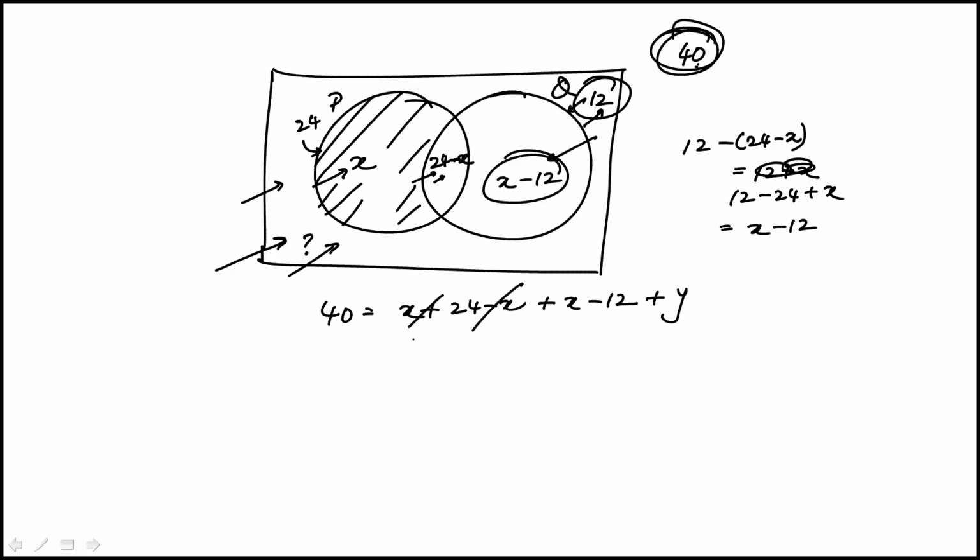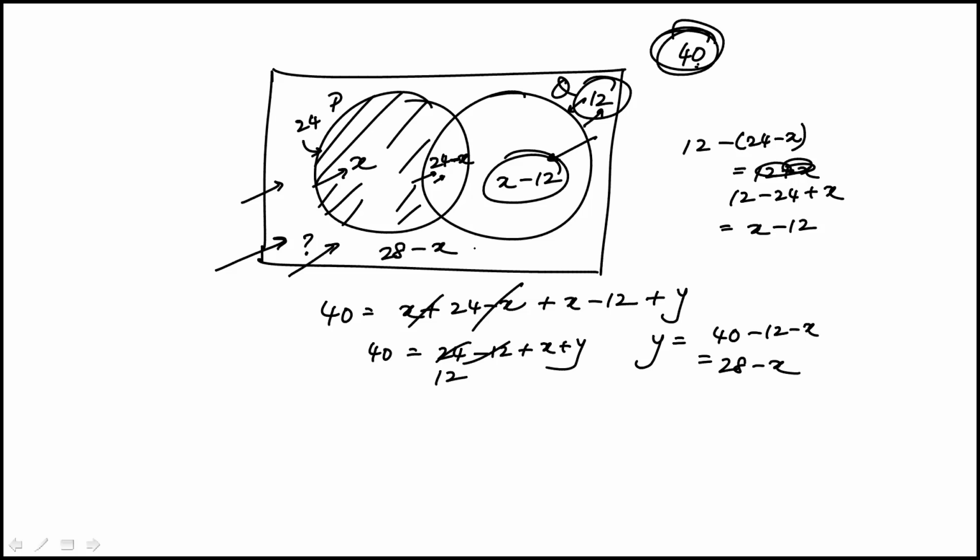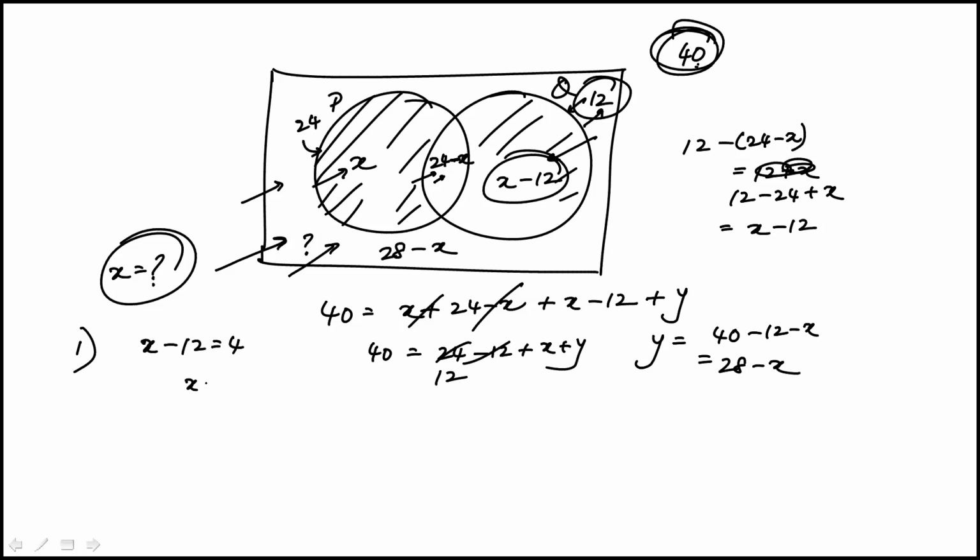So 40 is 24 minus 12 plus x plus y, that's 12. So y becomes 40 minus 12 minus x, or 28 minus x. So you can label this directly, and then we can summarize the question. We're looking for x. Now I'm going to look at the statements. Statement 1: the number of researchers at the company who work on project Q but not on project P. So this region: they're really giving you x minus 12 is 4, so x is 16.